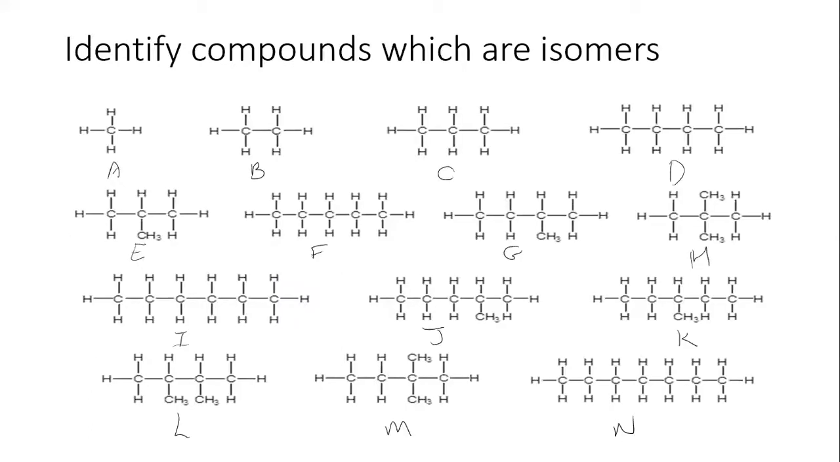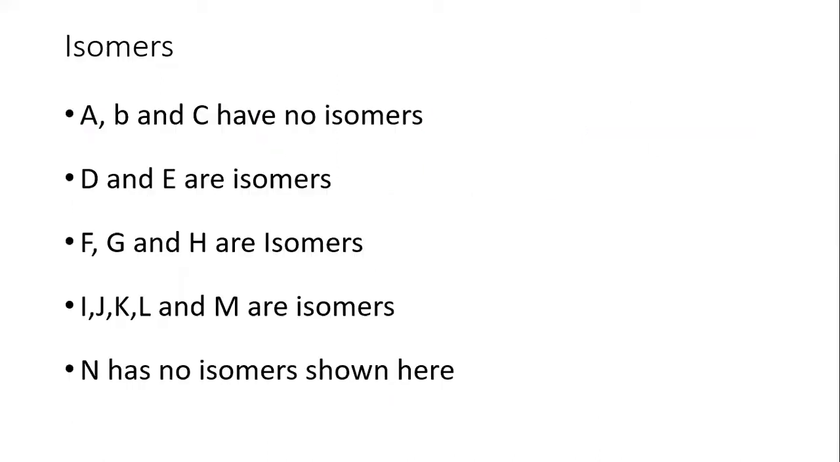D and E are isomers of butane. They both have the same molecular formula as butane. F, G, and H are isomers of each other. I, J, K, L, and M are isomers, so 5 isomers. They all have the same molecular formula, but are arranged differently. And N has no isomers shown here.